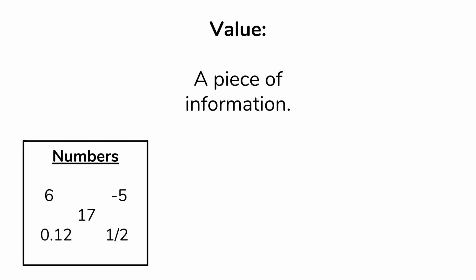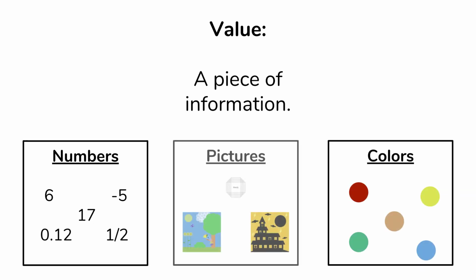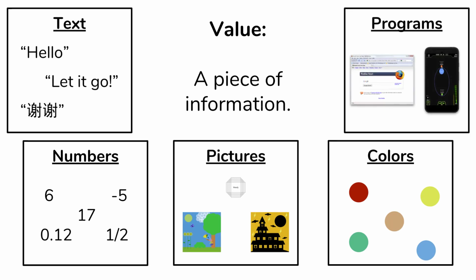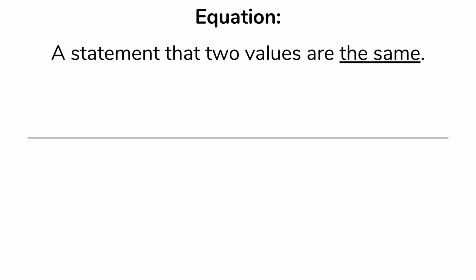But in CodeWorld, you'll go beyond numbers and talk about other types of values, including colors, pictures, text, and even entire computer programs. You'll start to apply some of the same ideas and tools that you've used to work with numbers to these other types as well. And one of the most important ideas or tools is an equation. An equation is just a statement that two values are the same or equal to each other.